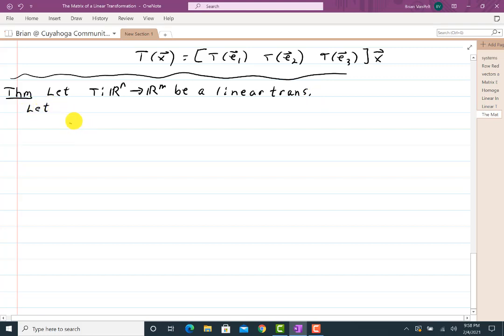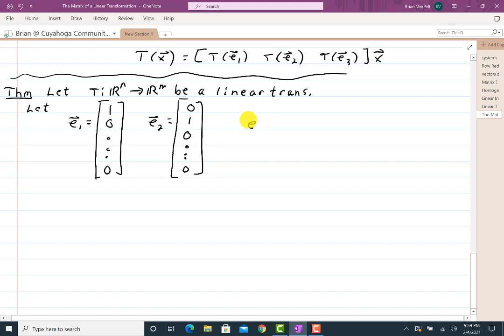Let E1 equal, this is where we're going to have, let me make these extended. I'll have a 1 in the first component, then all zeros after that. And then E2 will have a 0 in the first component, but a 1 in the second component, and then zeros thereafter.